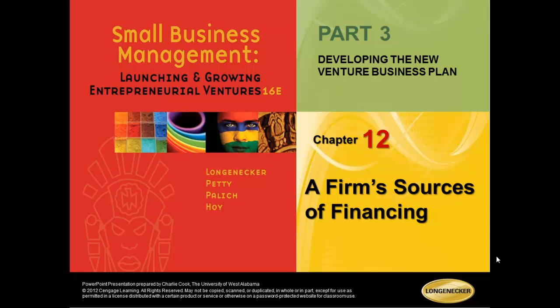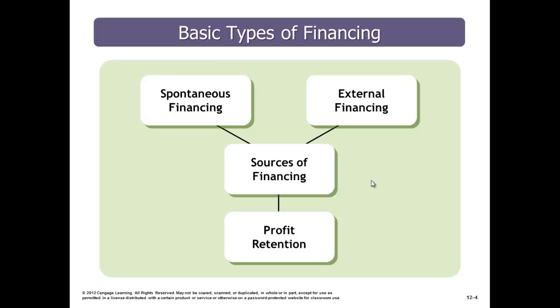When you start thinking about financing your company, you have to think about where the money is going to come from. How am I going to get the funding that I need for my company, and what kind of things do I have to think about? So here's a broad way of looking at it. There are typically three broad categories of financing: spontaneous financing, external financing, and profit retention.